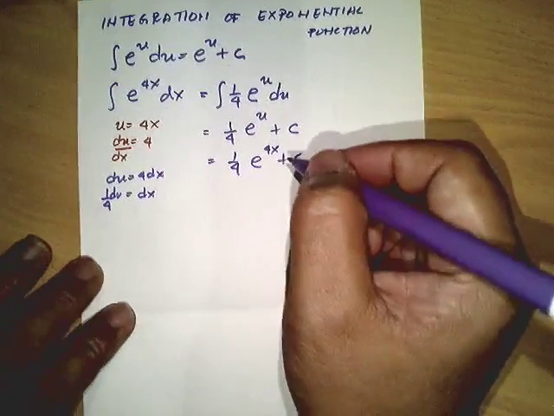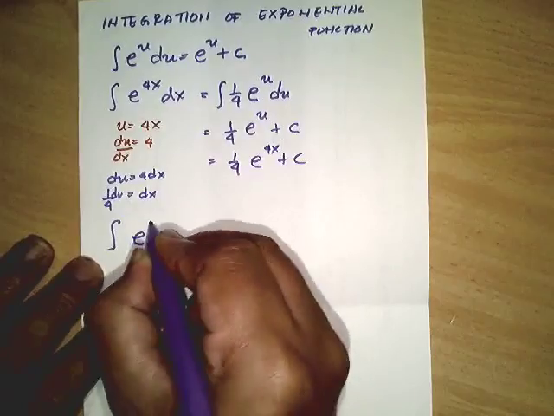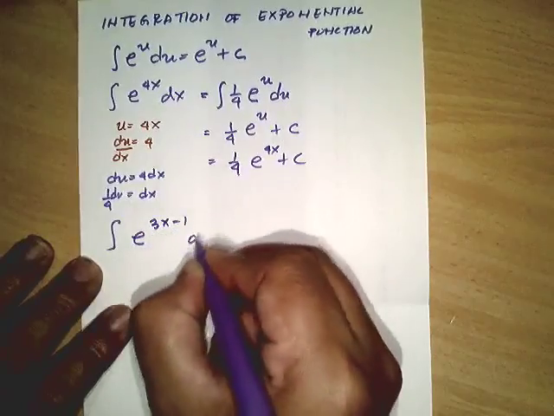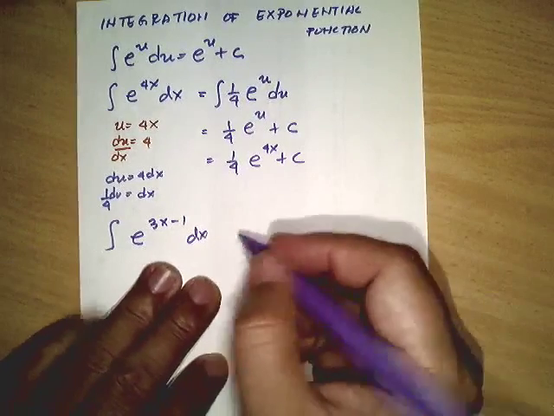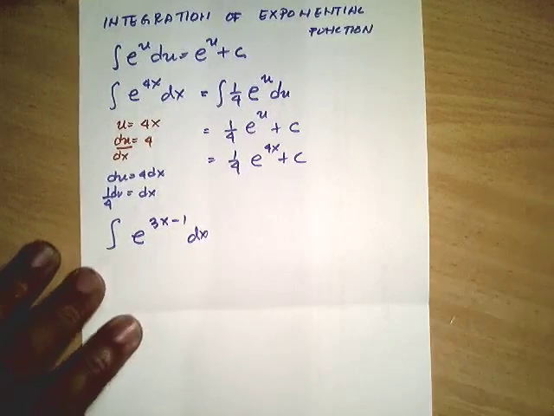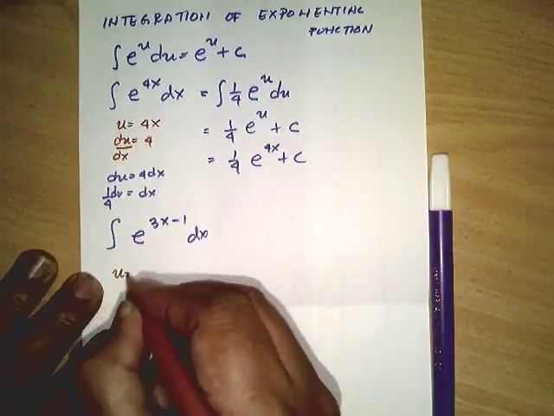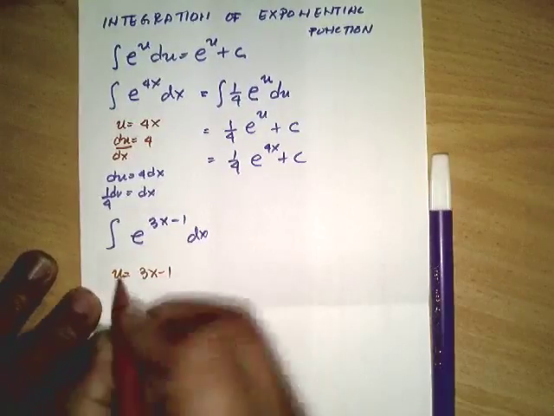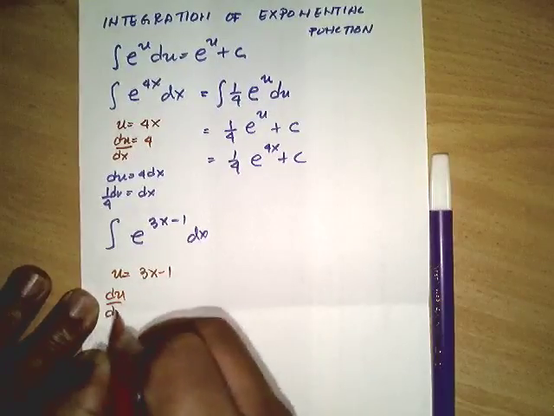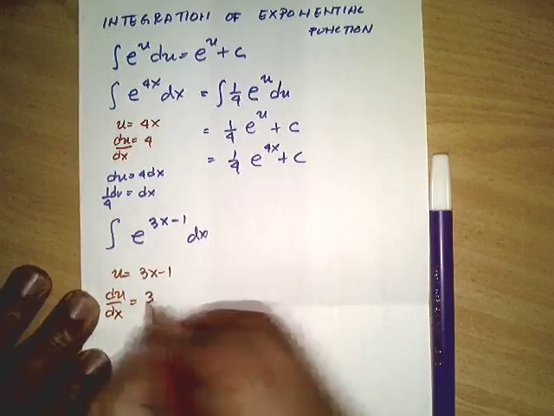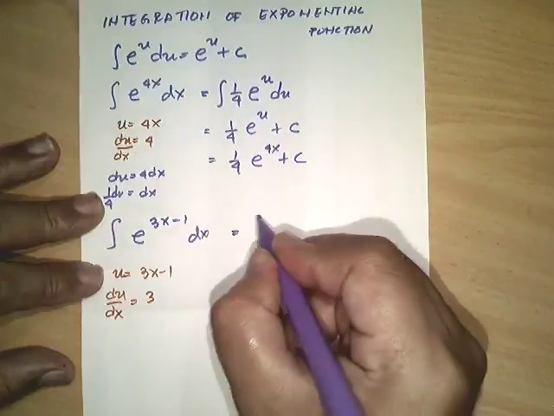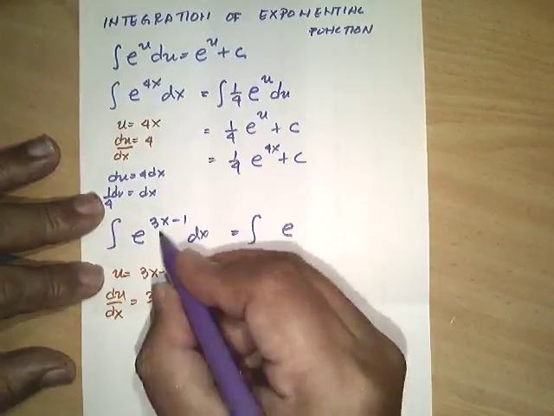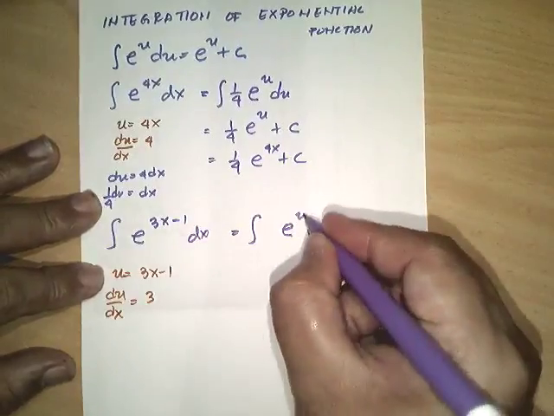Let's take a look at another example. Suppose I have the integral of e to the 3x minus 1 dx. Here you let your u be 3x minus 1. Therefore, du dx is equal to 3. So by substitution, there is the integral of e to the u, where 3x minus 1 is your u.